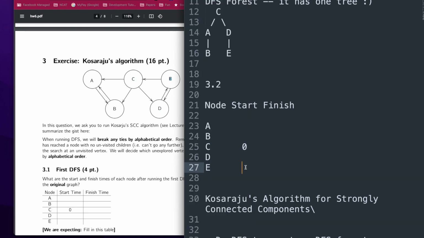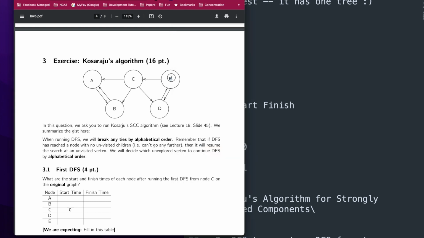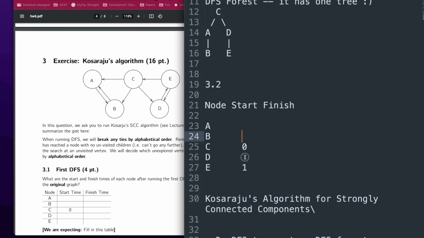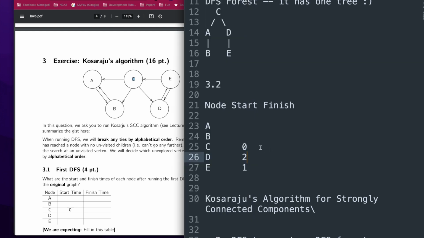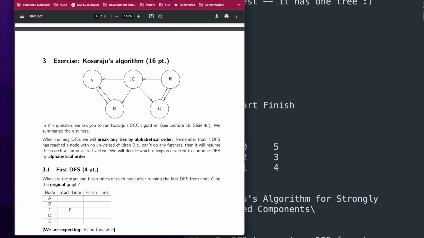So then E's start time is going to be 1. And then we'll go from E. Again, this is a doubly directed edge, so E can get to D. So we'll go to D's start time as 2. And then from D, obviously, we can go to C, but we've already visited C, so we wouldn't go to C. So we basically pop back out of this area. So that means D finishes with a finish time of 3. Then E finishes with a finish time of 4. And then C finishes with a finish time of 5, right?